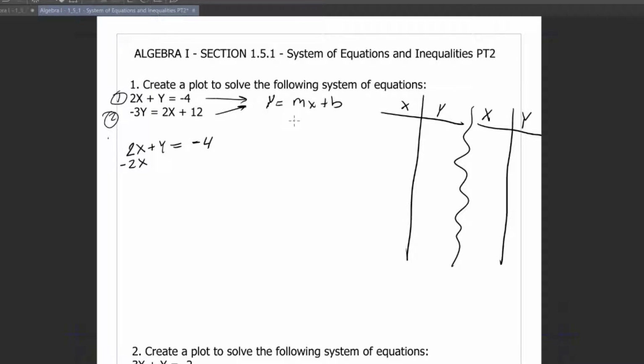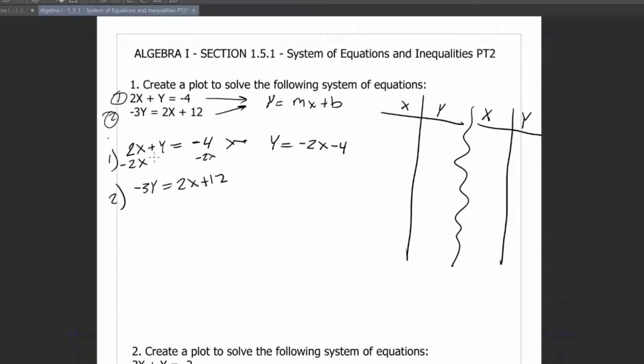So it's 1y equals m, which is going to be some number, the slope, times x, the variable, plus b, which is your y-intercept. We get the y-intercept whenever x equals 0. So over here, we're subtracting 2x, well, minus 2x. So that comes out to y equals negative 2x minus 4. Okay, that's equation 1 there. Let's do equation 2. Negative 3y equals 2x plus 12.